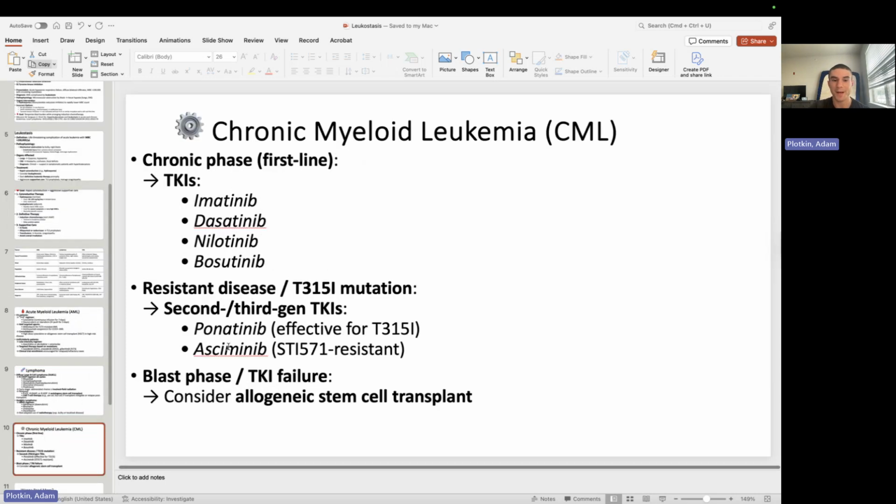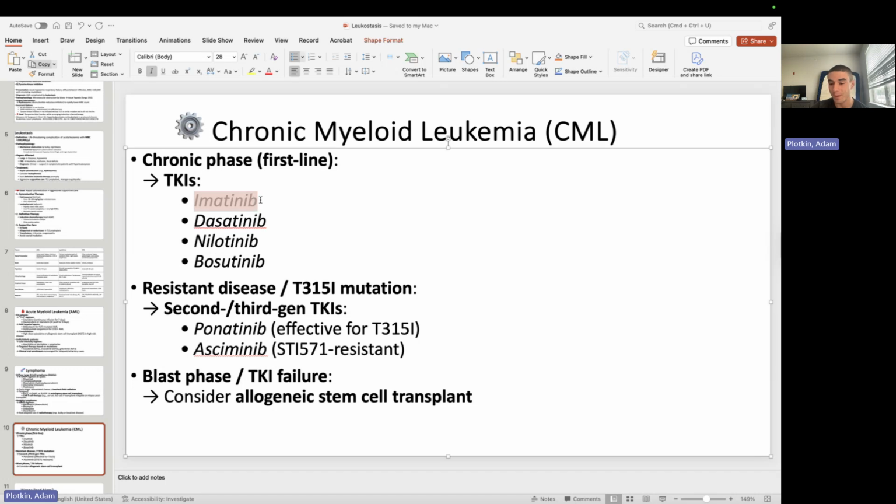All right, and then CML, everyone knows CML, so really we don't need to get into it much here, but we're really going to use tyrosine kinase inhibitors. So any drug that ends in nib is probably a good bet, right? So imatinib, dasatinib, nilotinib, and bosutinib. Wow, man. Okay, and then we can do second or third generation TKIs for resistant disease. Again, it just ends in the inib, so just look for those. They could just say tyrosine kinase inhibition, or they could actually name the drug.